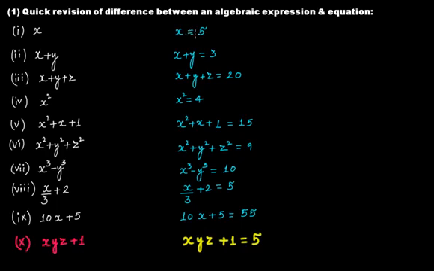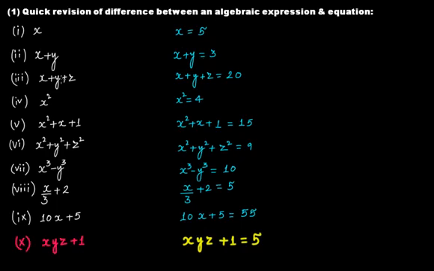x is an expression, but x equal to 5 is an equation because this equal sign tells us that now this expression has a value and that value is 5. Same thing here, x plus y is an algebraic expression, but x plus y is equal to 3 is an algebraic equation because now this expression has a value and the value is 3.